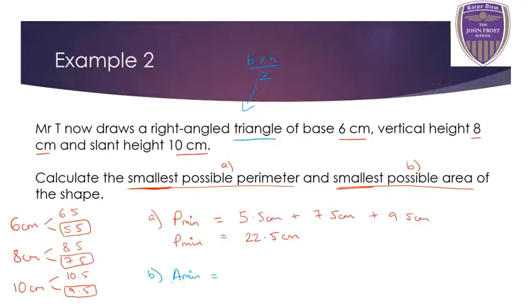So we want the minimum, so we're using the smallest values possible. Okay, make sure you use the right ones though, because we don't need to use all 3 of these values. All right, the base is 6, so the smallest possible value for the base is 5.5. The vertical height is 8, so the smallest possible value for the vertical height is 7.5, and then we should be dividing by 2 afterwards. Okay, so again, use the box method to work the top part out, then you can half it. All right, I'll leave that to you.